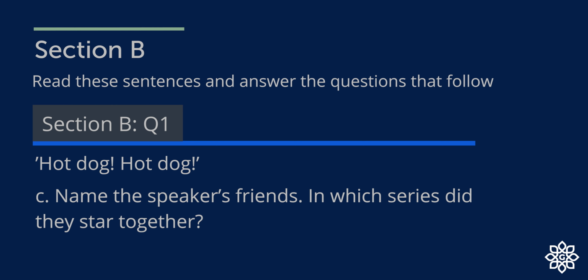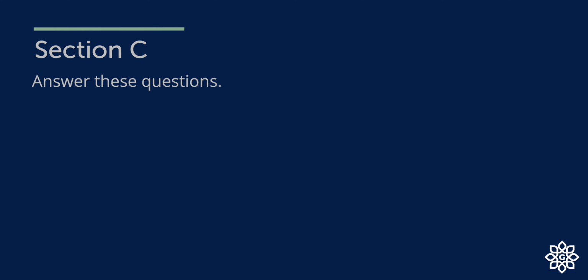Name the speaker's friends. In which series did they start together? The speaker's friends were Donald Duck, Goofy, and Pluto. They were featured together in the Silly Symphony series. So, likewise, you have to do the second question. Now, moving on to section C, answer these questions. You have 8 questions. Let me do 1 or 2 questions from it, and the rest you have to complete.